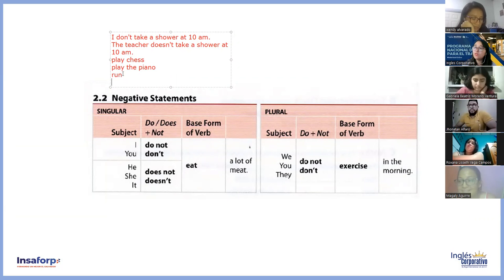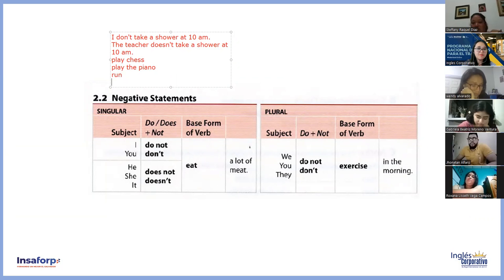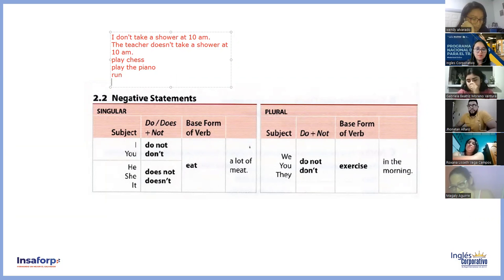Who is going to make the negative? Who is going to make the negative? Let's choose someone. Guadalupe. Guadalupe, okay. Hello. The teacher doesn't... No, we're going to talk about Magali, right? Magali, or she. She doesn't run. She doesn't run. Very good. Now your negative sentence, Dora.